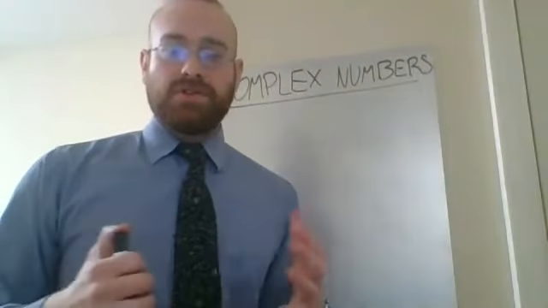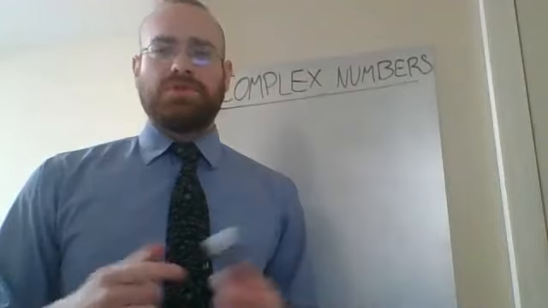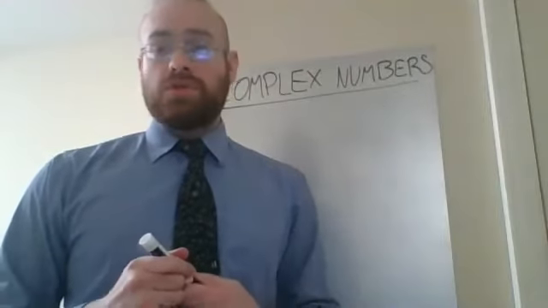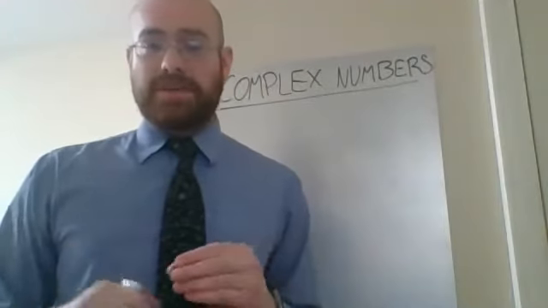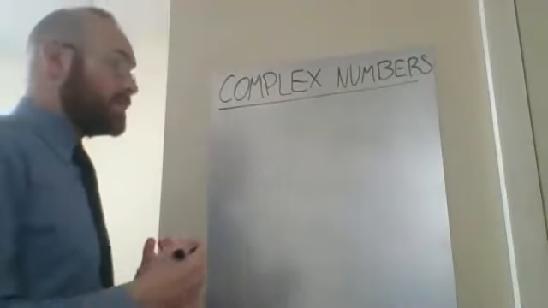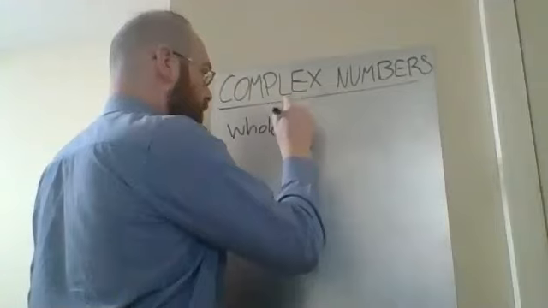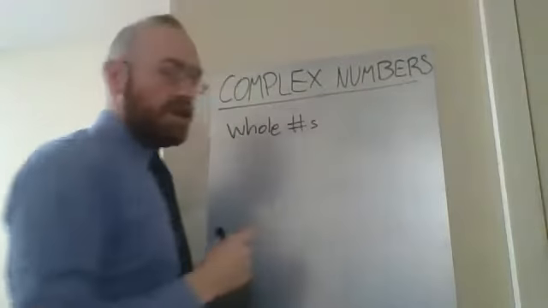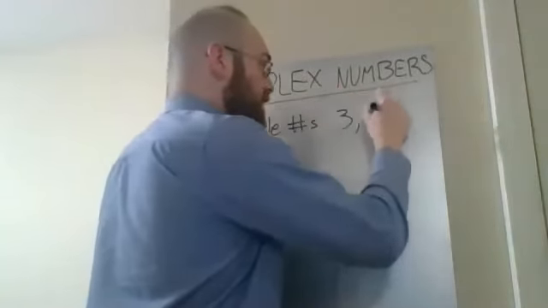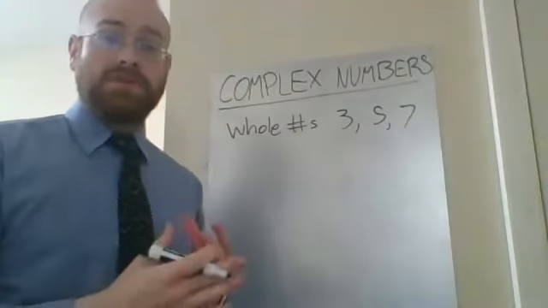Hello, in this first video on complex numbers, we're going to talk about what complex numbers are and where they come from. In order to really establish this, we have to talk about types of numbers. The most familiar type of number that we know is whole numbers. Whole numbers are numbers like 3 and 5 or 7. These are numbers that describe whole amounts of objects.